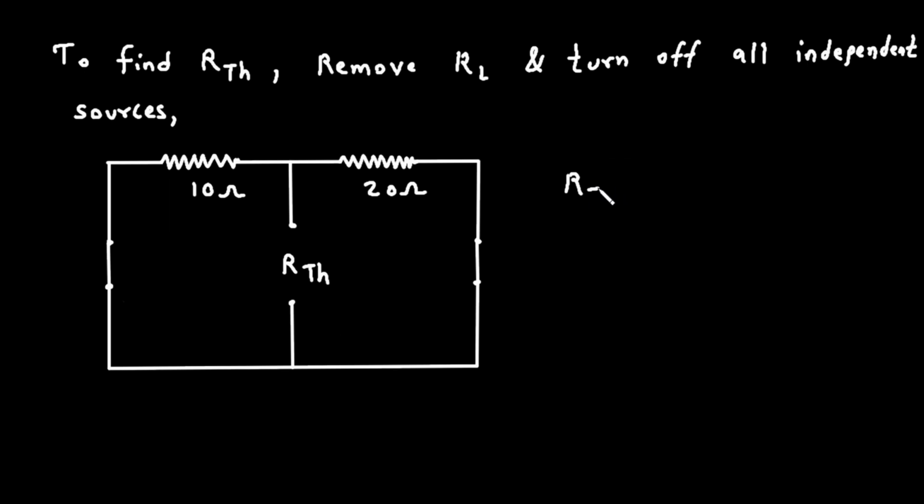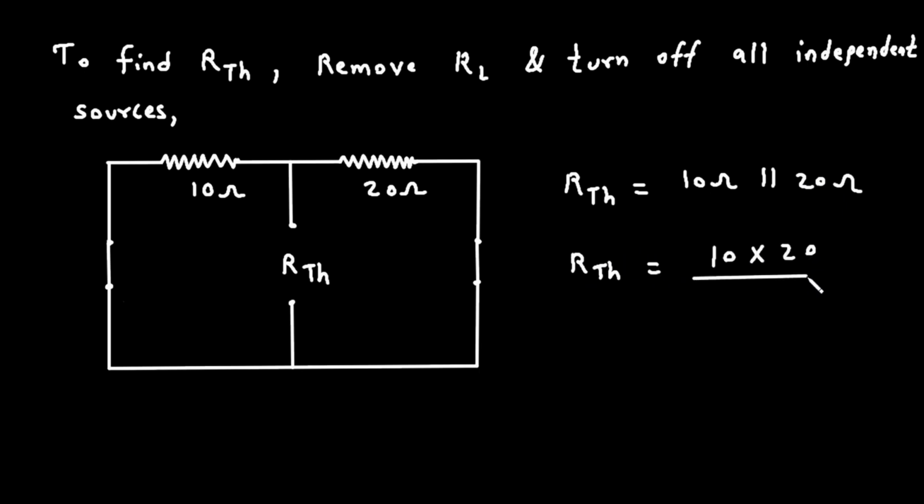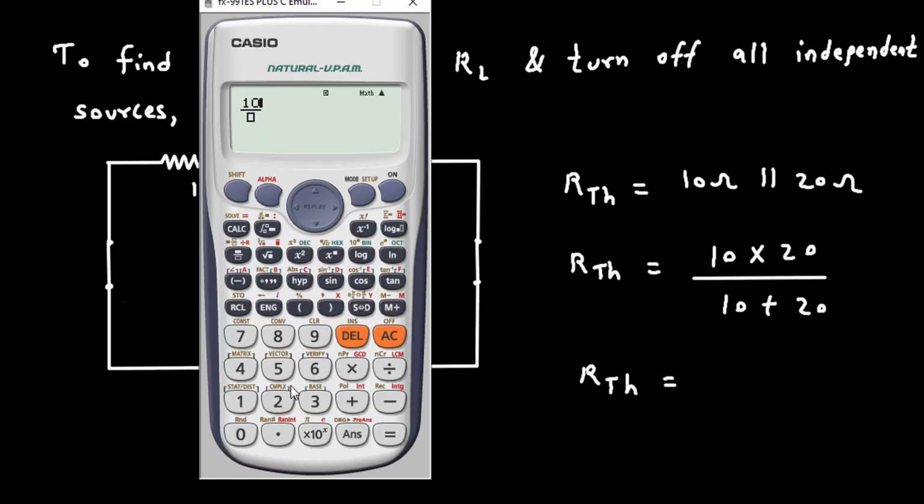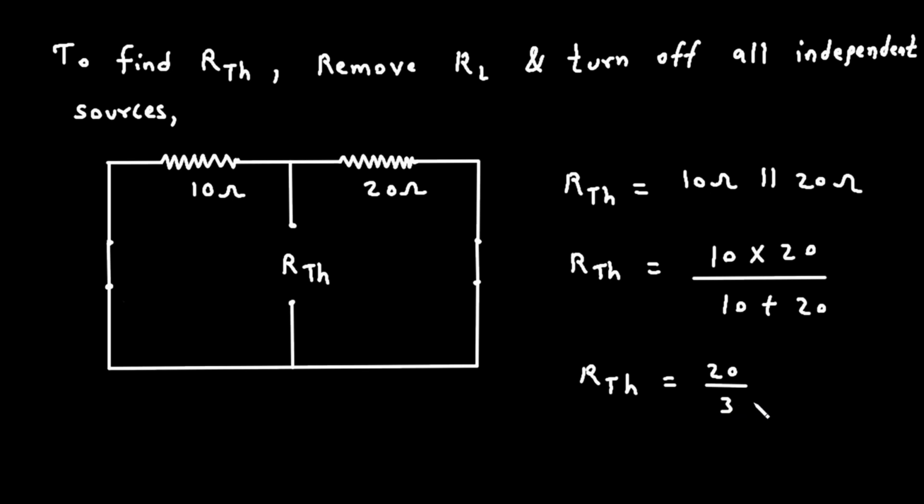So here we can write RTH is equal to 10 ohm parallel with 20 ohm. So RTH is equal to 10 into 20 divided by 10 plus 20. So it is equal to 20 by 3 ohm. This is the value of RTH.